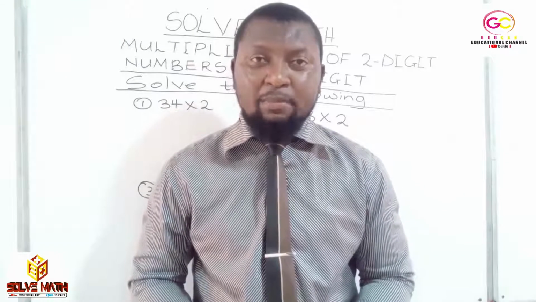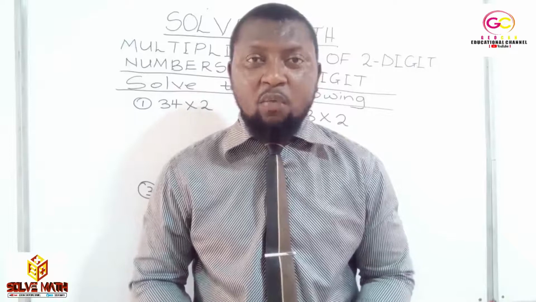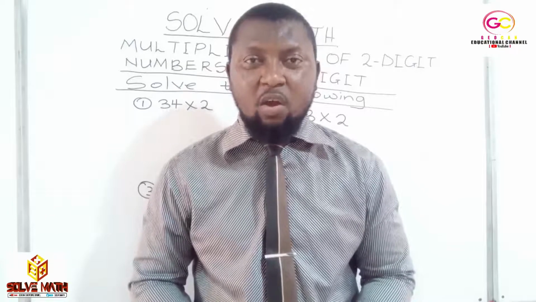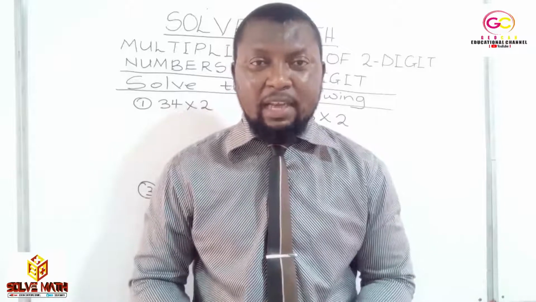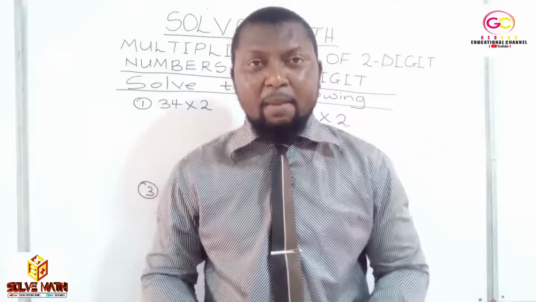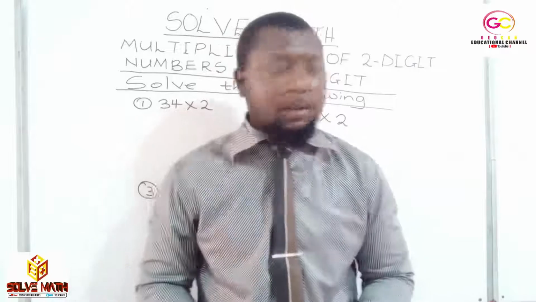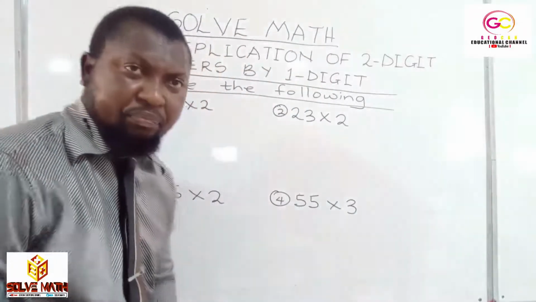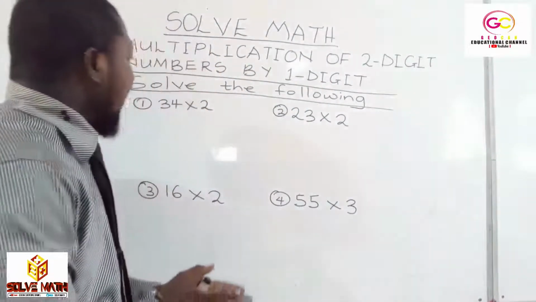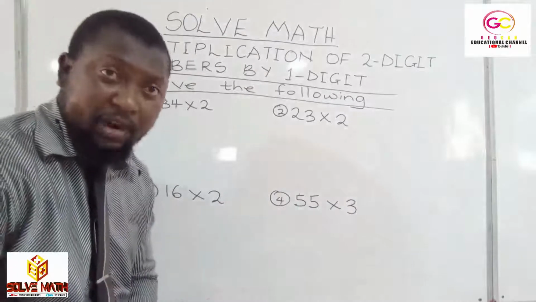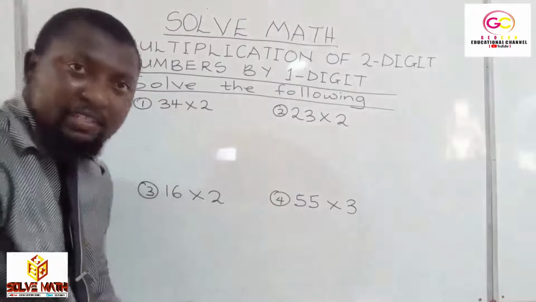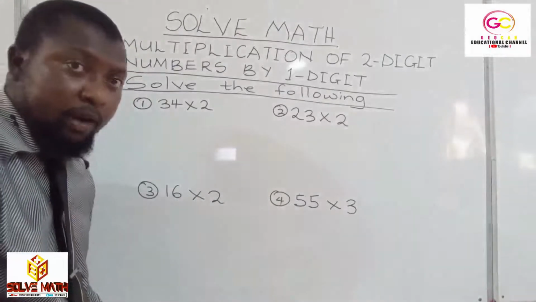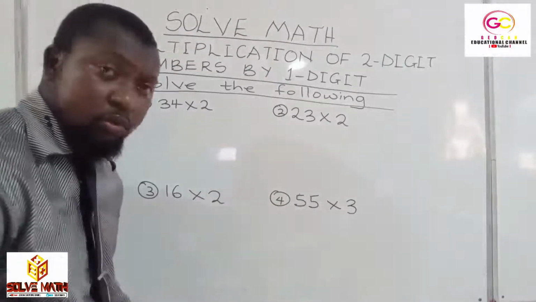Yes, let's move on and solve questions relating to two digit numbers and one digit number. Please pay critical attention here. The rule is that you should solve the following. Number one, we have 34 times 2. You are told to solve that.